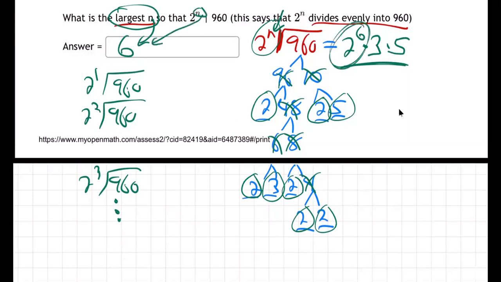When you break down the 960 into the prime building blocks, it's just how many 2s do you have? You got 6 2s in there. 960 has room for 6 2s. So the biggest power you can put on the 2 is the 6th power. That's the biggest power on the 2 that'll make it divide in. There we go.